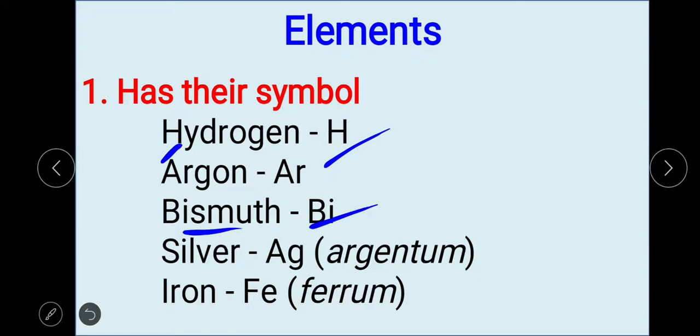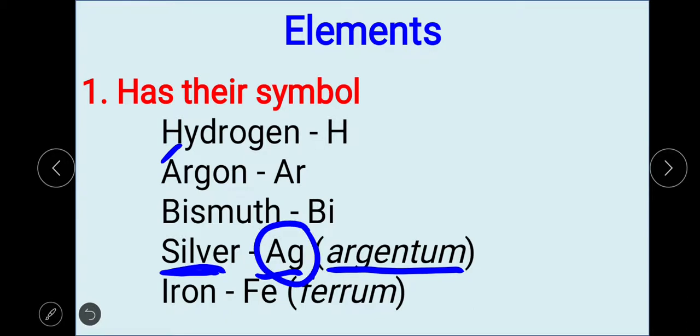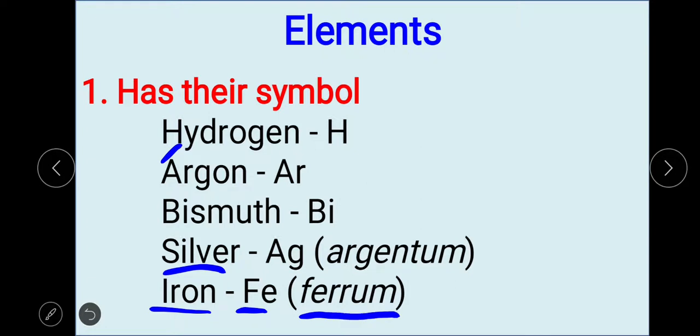But there are also other elements whose symbols were obtained from the ancient name of the element. For example, silver. The symbol is Ag. Now, where does this Ag come from? This symbol is obtained from the ancient name argentum. The ancient name of silver is argentum. Therefore, the symbol Ag is obtained from the ancient name argentum. And so the same with iron. The symbol of iron is Fe. It is obtained from the ancient name of iron, which is ferrum.